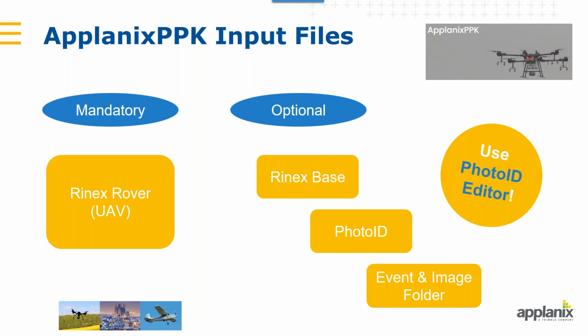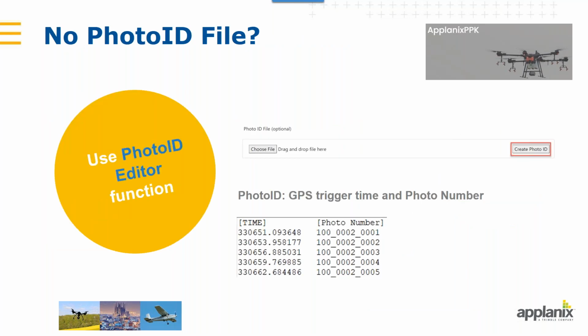And in addition to the event file, you would need to have an image folder that contains all of the images. And we have this photo ID editor embedded in this ApplanixPPK web app, which allows you to create a photo ID file. So if you don't have that photo ID file, as I'm saying, you can use the photo ID editor.